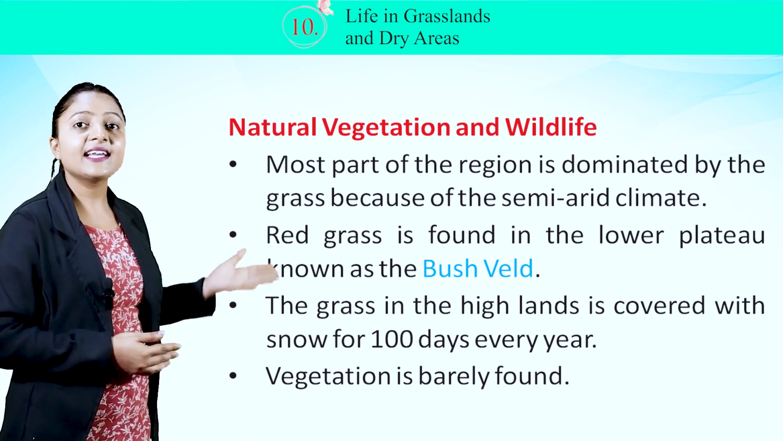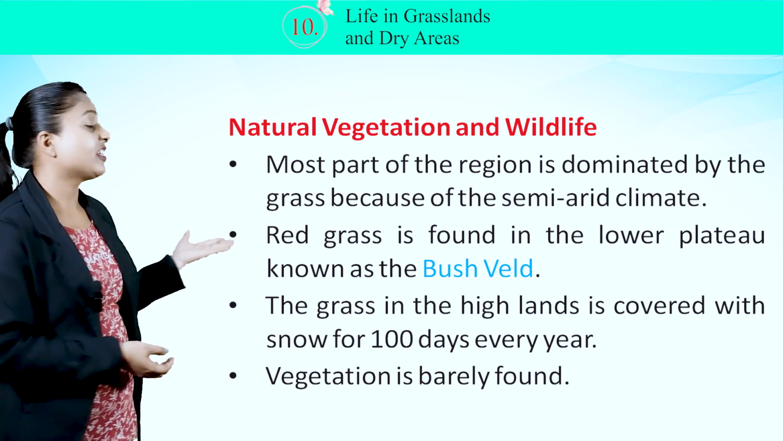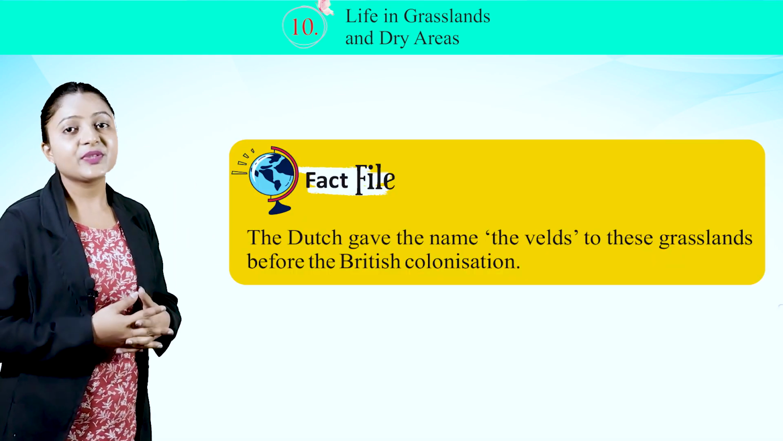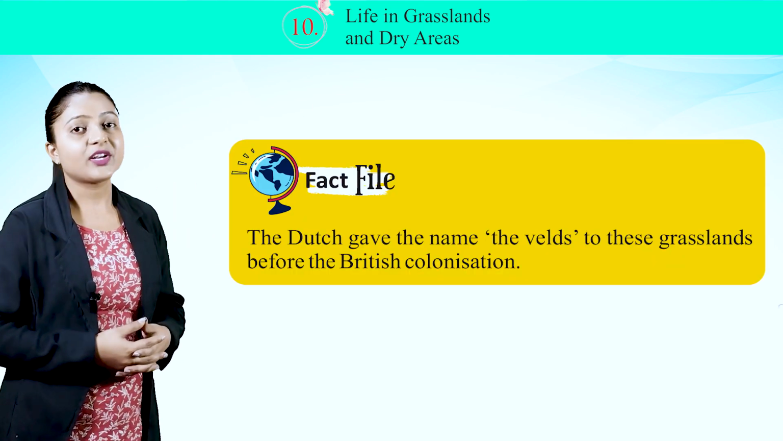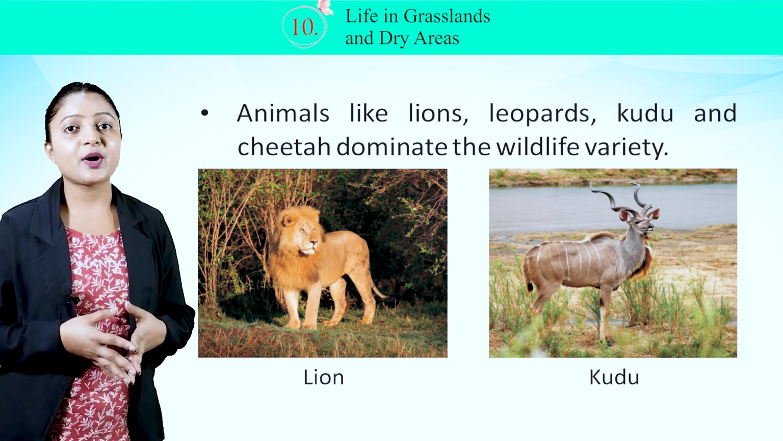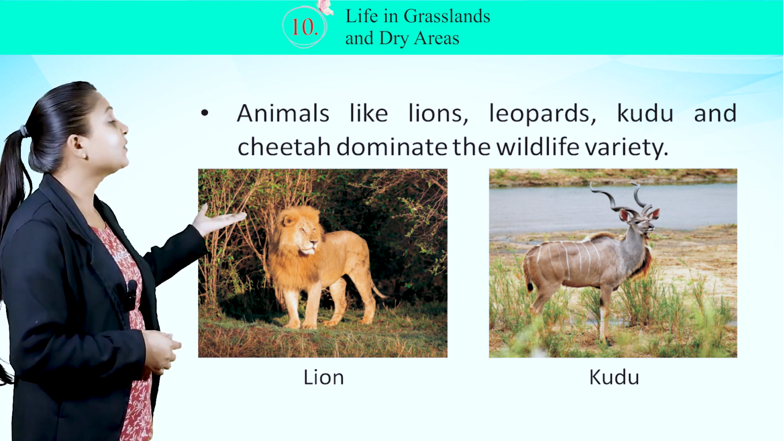The grass in the highlands is covered with snow for 100 days every year. Vegetation is barely found. The Dutch gave the name the velds to these grasslands before the British colonization. Animals like lions, leopards, kudu and cheetah dominate the wildlife variety. In this image, you can see lion and kudu.